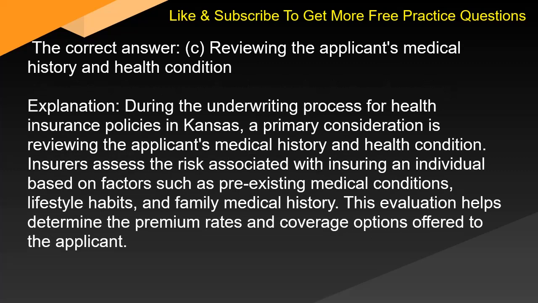The correct answer: C. Reviewing the applicant's medical history and health condition. Explanation: during the underwriting process for health insurance policies in Kansas, a primary consideration is reviewing the applicant's medical history and health condition. Insurers assess the risk associated with insuring an individual based on factors such as pre-existing medical conditions, lifestyle habits, and family medical history. This evaluation helps determine the premium rates and coverage options offered to the applicant.